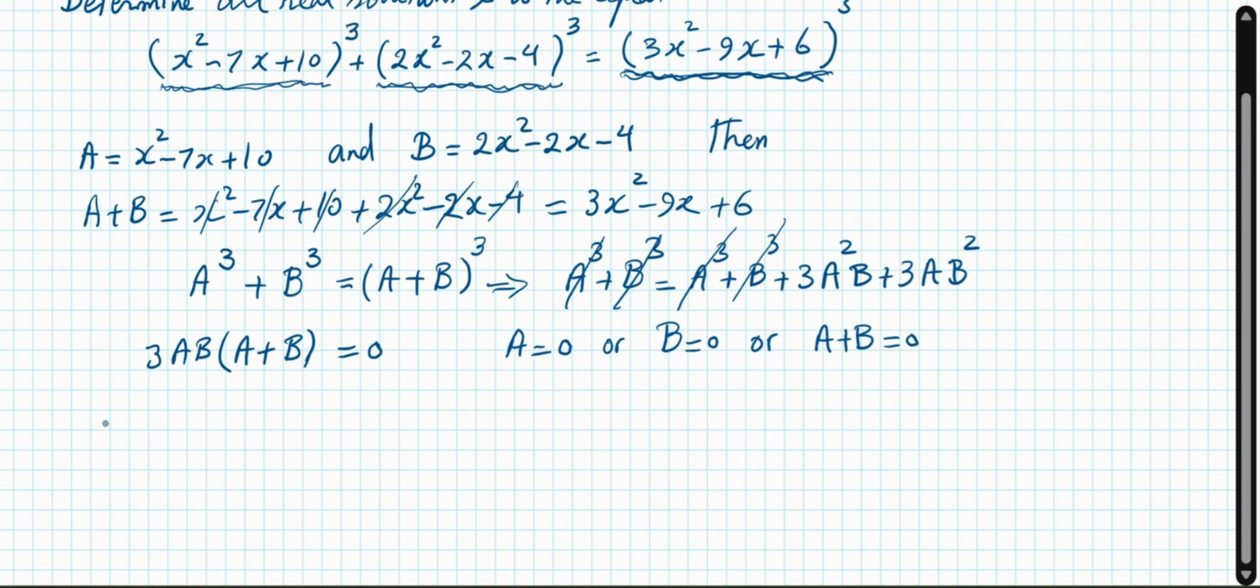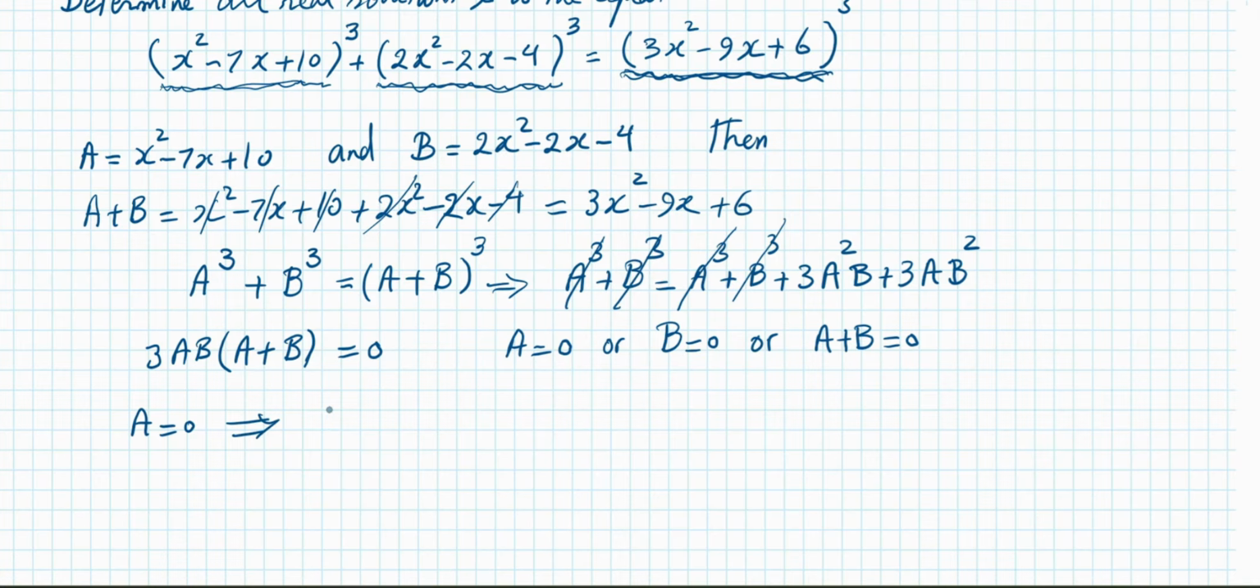First we have A is 0, and that would mean that x squared minus 7x plus 10 is 0. What are the two numbers that if you multiply them is 10, if you add them is minus 7? So it is minus 5 and minus 2. And x is 5 and 2.